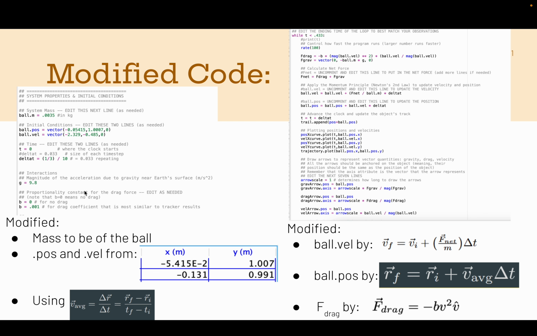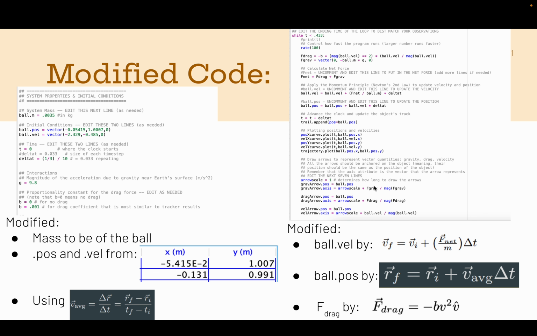The ball and velocity formulas I coded from these two formulas I talked about earlier. The arrows I just said were the arrow scale times the unit vectors of the force of gravity, drag, and velocity.